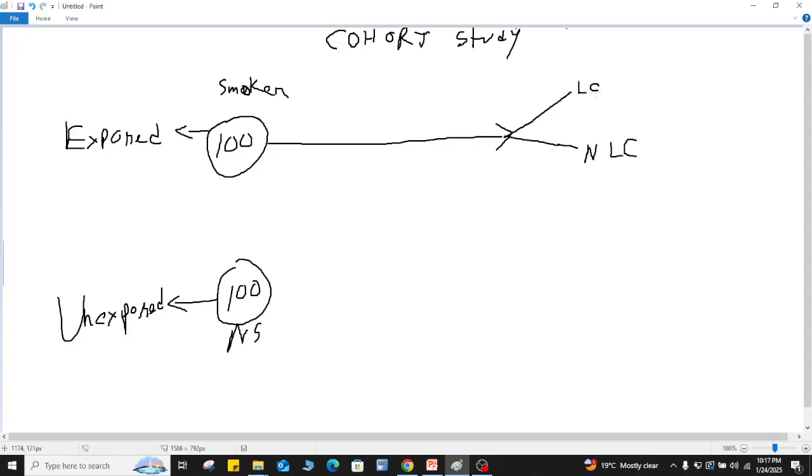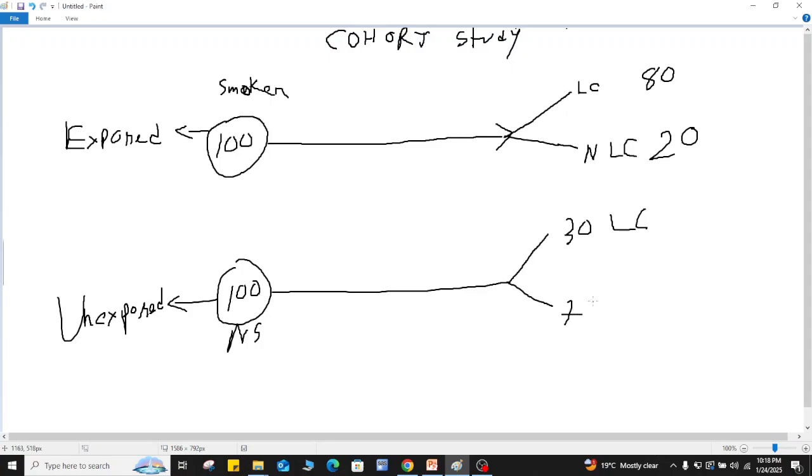And I found that among these 100 smokers, 80 developed lung cancer and 20 did not develop lung cancer. Similarly, in the unexposed group, I found that 30 developed lung cancer and 70 did not develop lung cancer. So this is the data we get from our cohort study.